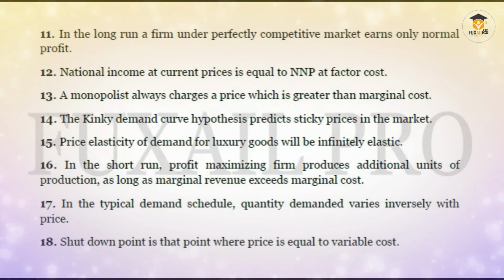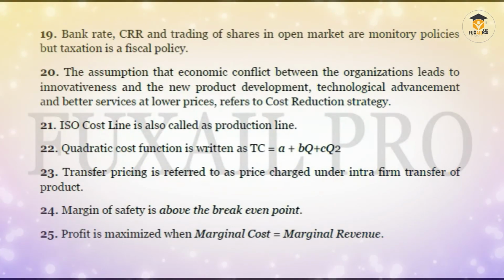15. Price elasticity of demand for luxury goods will be infinitely elastic. 16. In the short run, a profit maximizing firm produces additional units of production as long as marginal revenue exceeds marginal cost. 17. In the typical demand schedule, quantity demanded varies inversely with price. 18. Shutdown point is that point where price is equal to variable cost. 19. Bank rate, CRR, and trading of shares in open market are monetary policies but taxation is a fiscal policy.